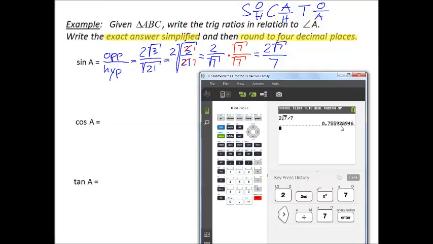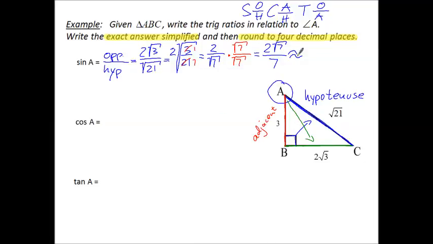0.7559. The number next after the 9 is a 2, so we round down, not up. Very good. And since this is an approximated answer, we're going to use the squiggly equal sign, 0.7559, rounded to 4 decimal places. Now let's find the cosine of angle A, which is the adjacent side over the hypotenuse.